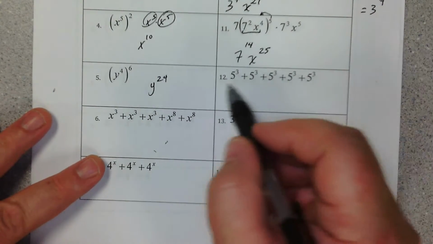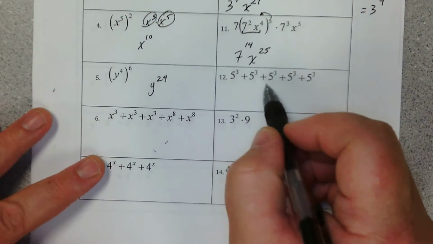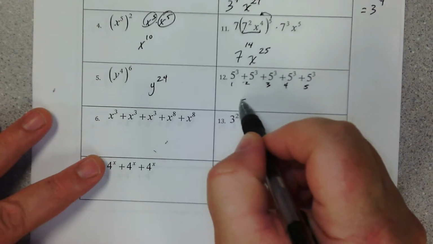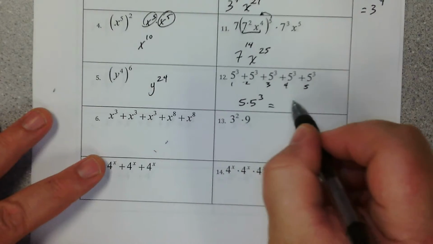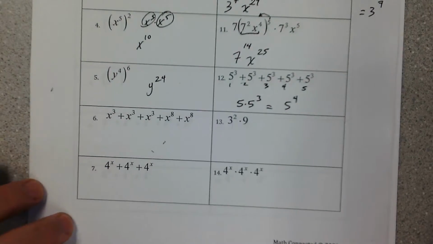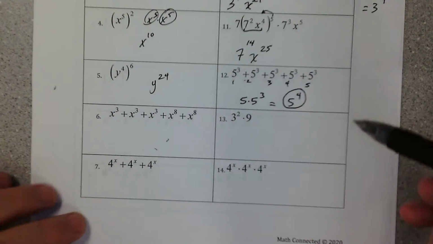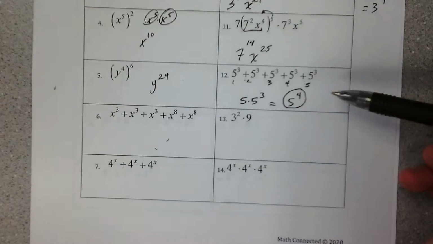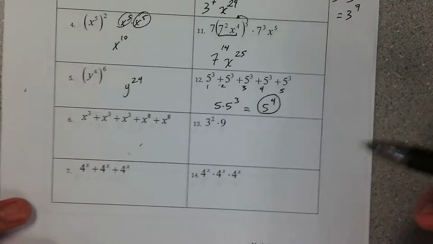Multiplication is repeated addition. This is repeated addition. We're adding the same exact thing. There's 1, 2, 3, 4, 5 of them. That means 5 times 5 to the 3rd. Well, look at that. The bases are the same. Boom, done. If you understand exponents, then this problem is something you should be able to do. If you understand what multiplication is and you understand what exponents are, then you should be able to handle that. It's a little tricky though.